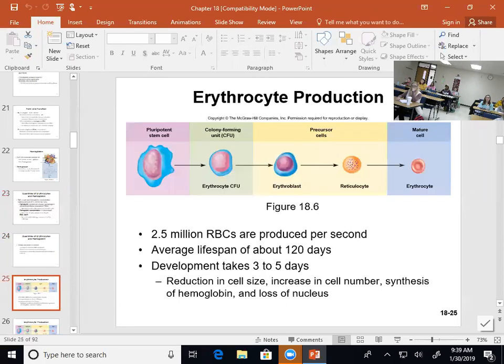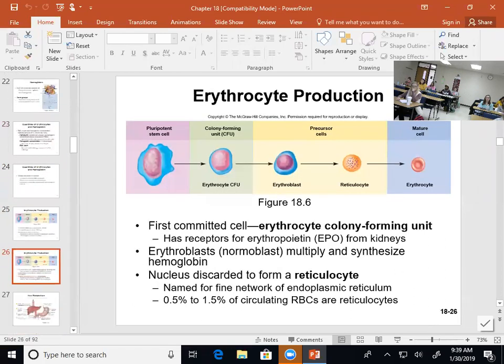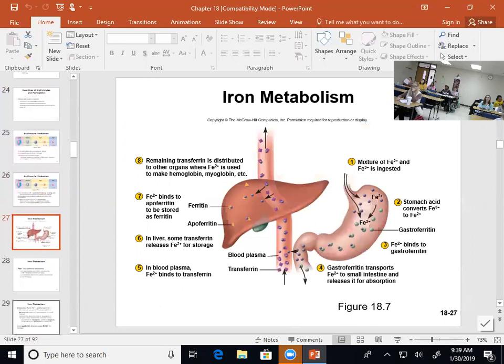So great. And we talked about getting to this. And how long do red blood cells live? They live for about 120 days. And this is a little visual about how iron has to be reduced here by the acid in the stomach.